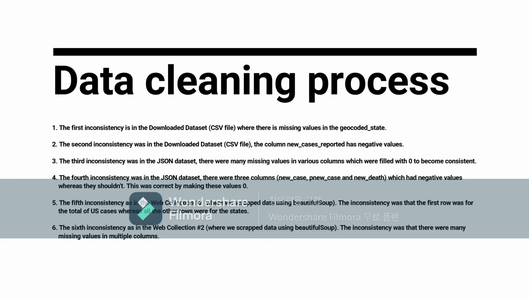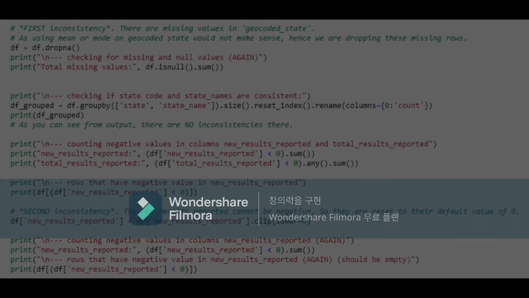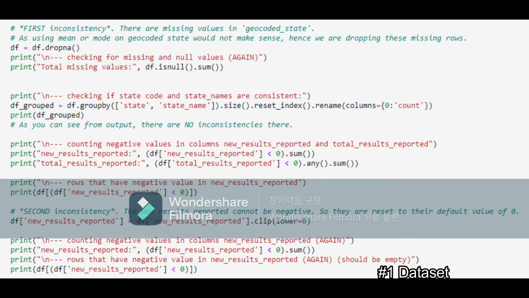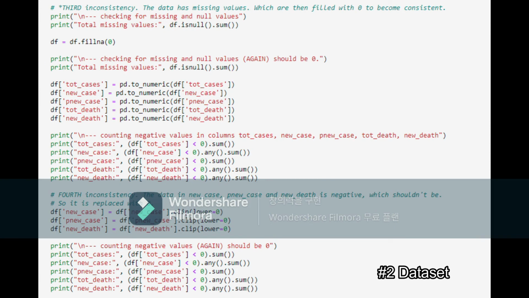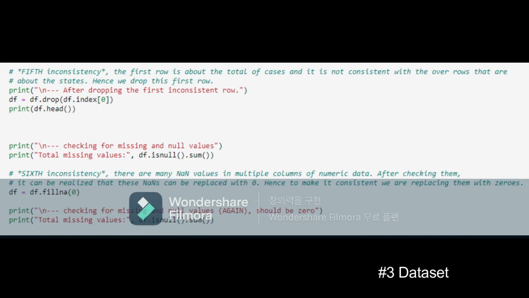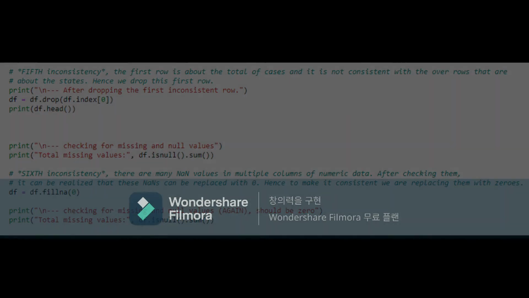After that, I look for negative values in numeric columns and found that new results reported contains negative values. I resolved this issue by resetting them to their default value of 0. Similarly, all these checks have been applied to the other two datasets and checked for any inconsistencies. I discovered a total of 6 inconsistencies and I cleaned them all successfully. I have used Pandas library functions for cleaning and exploring data like fillna, isnull, strip.